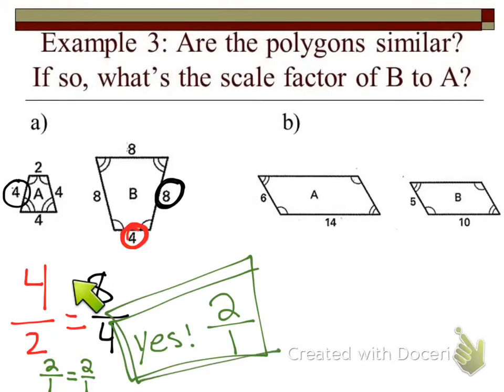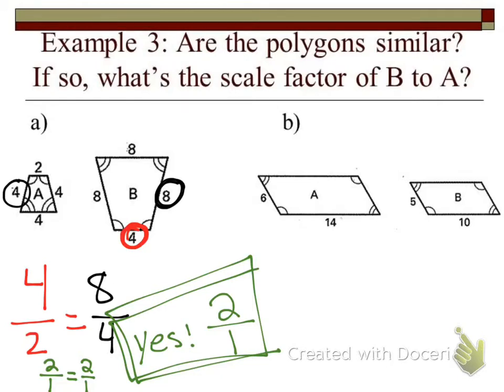So that's why I said if you set it up with B over A when you're checking the sides, it actually does part of the work for you. You've already found the scale factor. What are your questions? If there are no questions, let's jump to part B.